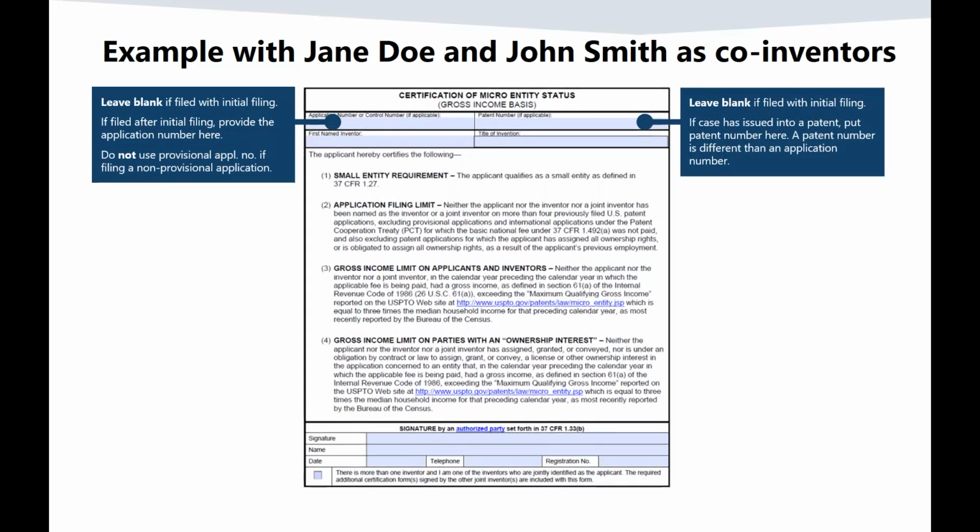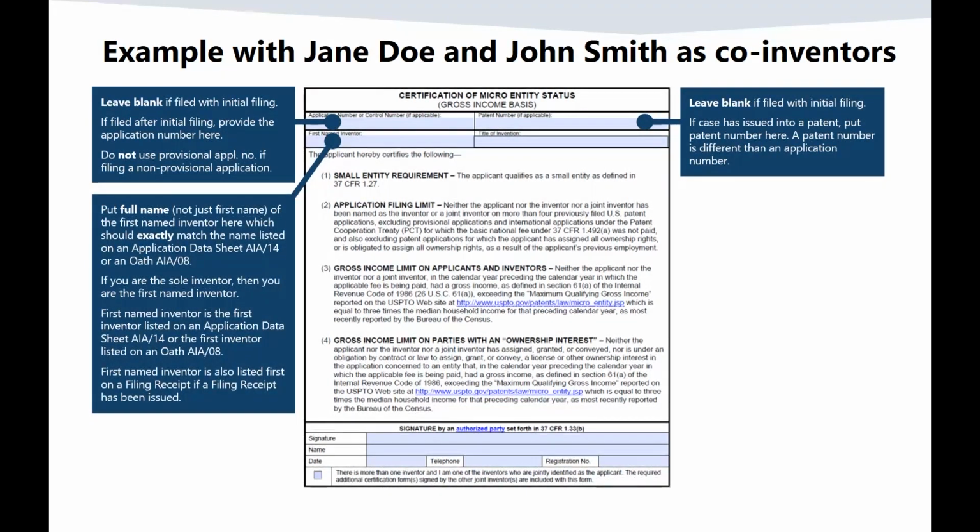Similarly, the patent number box is being left blank because the form is being filed with the initial filing. A patent number is only given after an examination has occurred and an issue fee has been paid. Additionally, an application number is not the same thing as a patent number, and an application number should not be put into this box. If your application has gone through the whole prosecution process and issued into a patent, then congratulations. Only then would you put your patent number here.